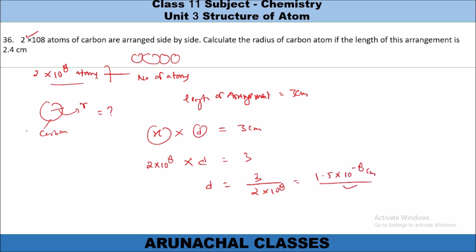Now it is in centimeter, we can just divide by 2 to get the radius: 1.5 × 10⁻⁸ divided by 2. It will be 0.75 × 10⁻⁸ centimeter. Now we can convert into meter, so it will be 0.75 × 10⁻¹⁰ meter, and we can also express it in nanometer, 0.075 nanometer. So that will be the radius of the carbon atom.